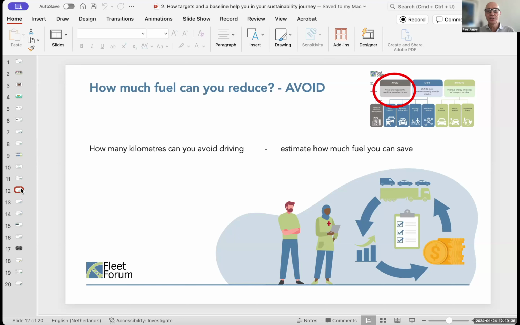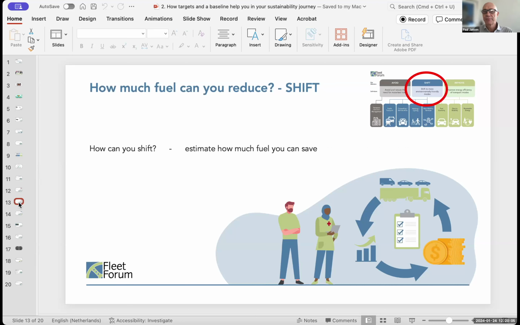How can you reduce the demand for transport? Because then you can reduce the number of kilometers driven. So you estimate, okay, let's say that we can reduce the number of trips by 4%. And then you can estimate how much fuel you can save by doing so. So that's the first step: an estimation of the reduction of fuel by avoiding driving, by reducing the transport demand.